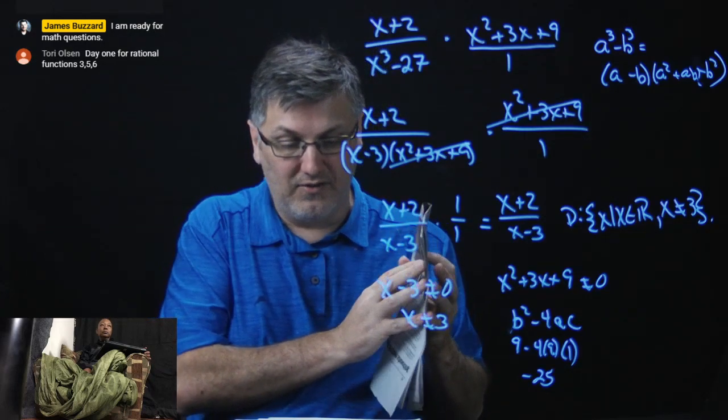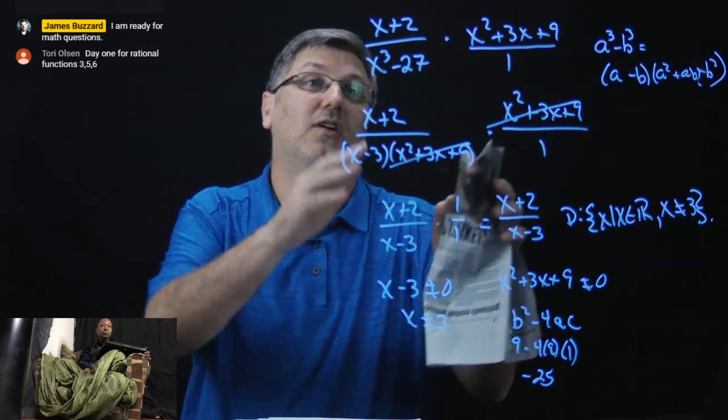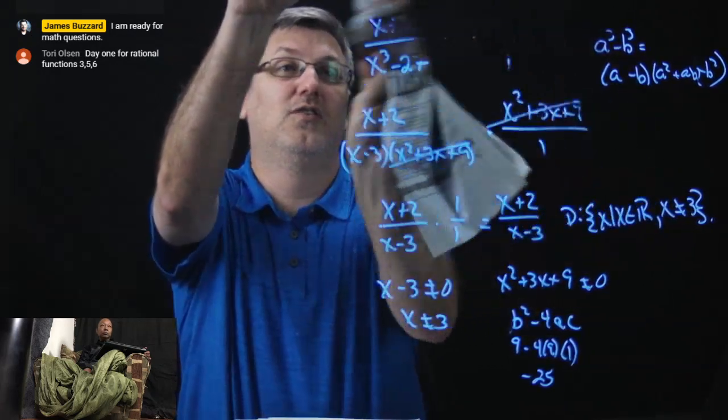All right, and then 5 and 6. Well, I'm going to pick one. So you pick one of them. I'll explain it. I'm not going to do both of them for you.